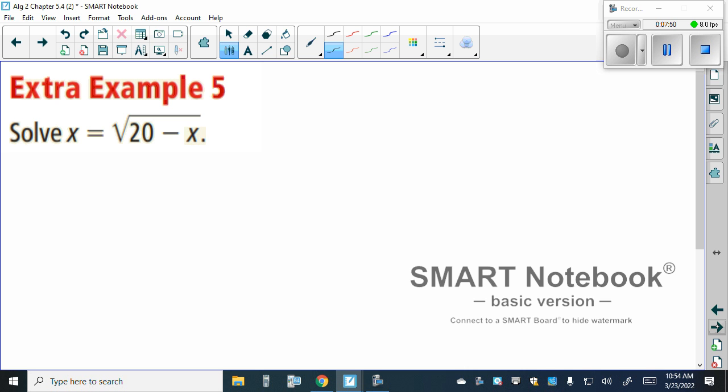Now looking at this here, is the radical by itself? Well, yes. So we can put both sides to the nth power. We can put both sides to the second power, because we're just using the nth power to simplify the radicals out. On the left-hand side, we get x squared is equal to what? 20 minus x.